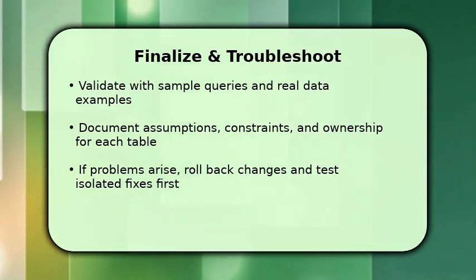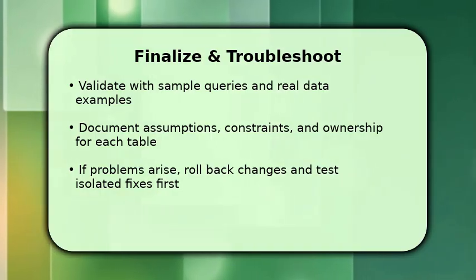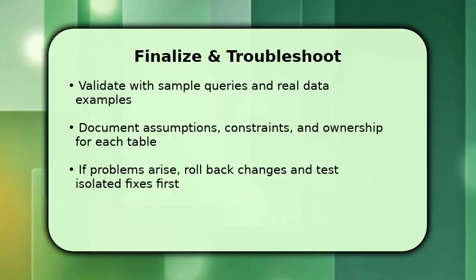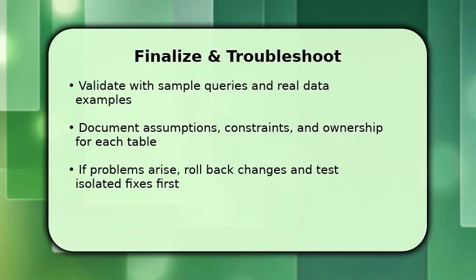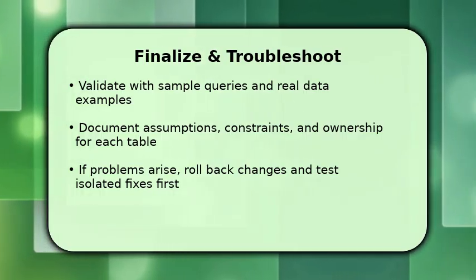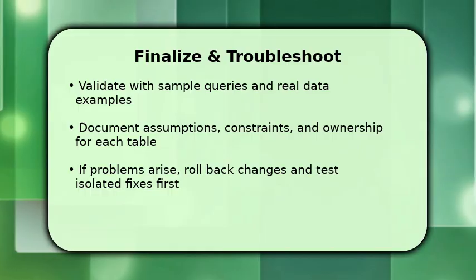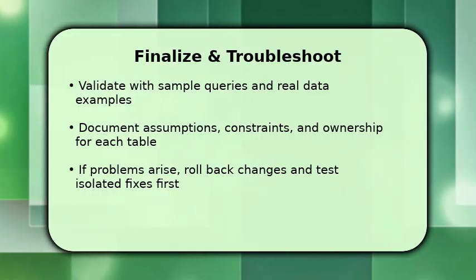If something breaks, reproduce the error with a small dataset, then roll back or test fixes in isolation. This reduces risk and narrows the root cause. One key tip: when facing unexpected joins, inspect key cardinalities first to catch modeling errors quickly.